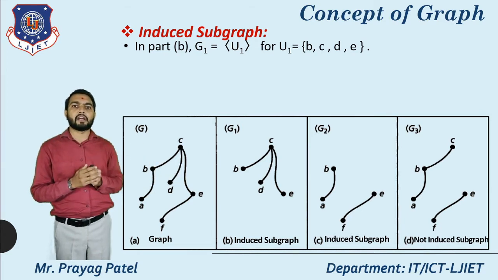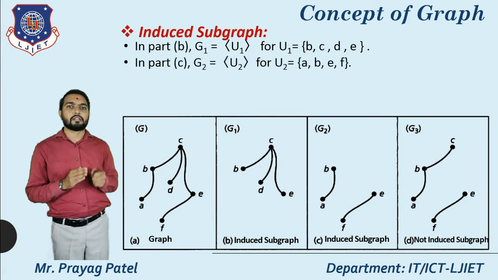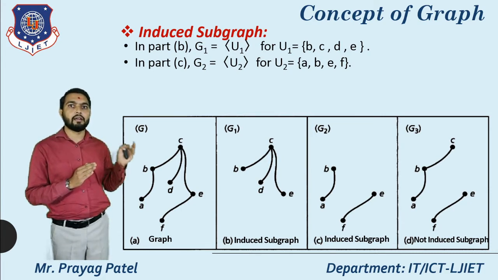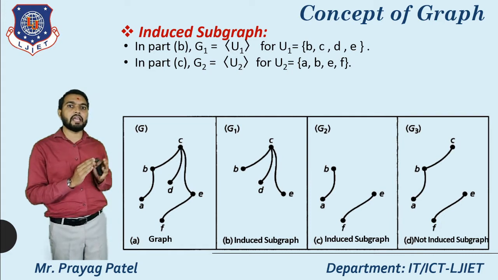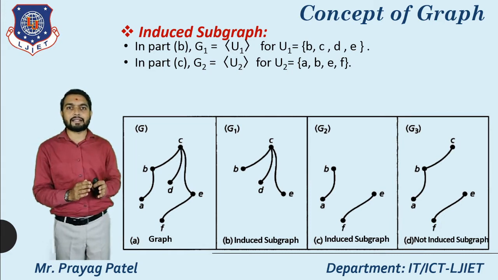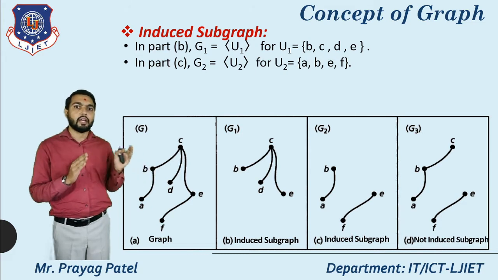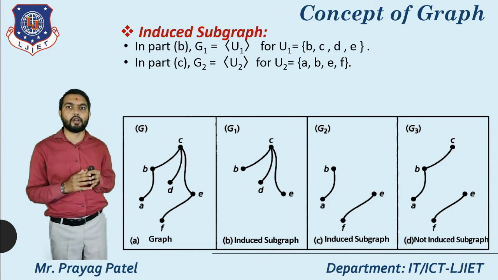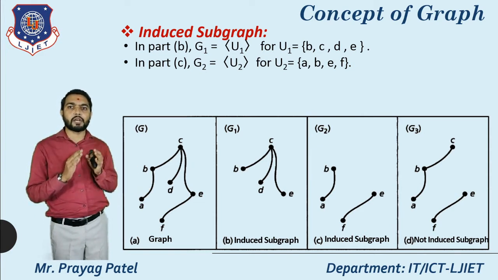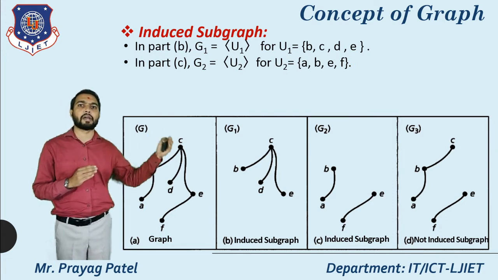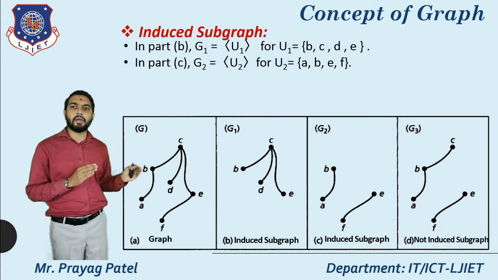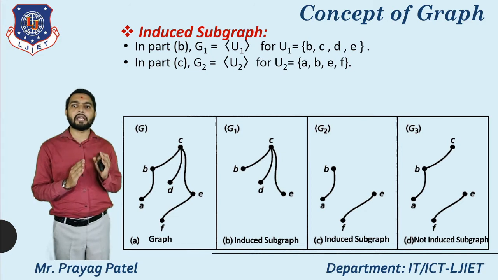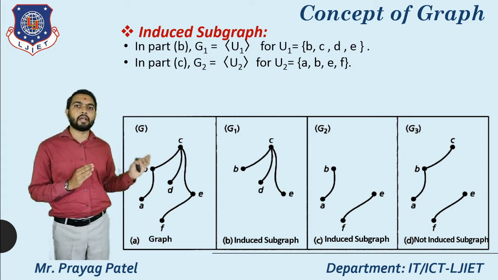Now next, in figure C, G2 is considered as your subgraph. Then G2 equals G[U2] for U2 equal to A, B, E, F. So here A, B, E, F are considered as the four vertices of the graph G2. Now if we include A, B, E, F, then all the available edges among these four nodes in the graph G must be included in the subgraph G2. So here one available is B to A and the second is E to F. Only two edges are available for A, B, E, F. The common edges are these two, so include these two edges.